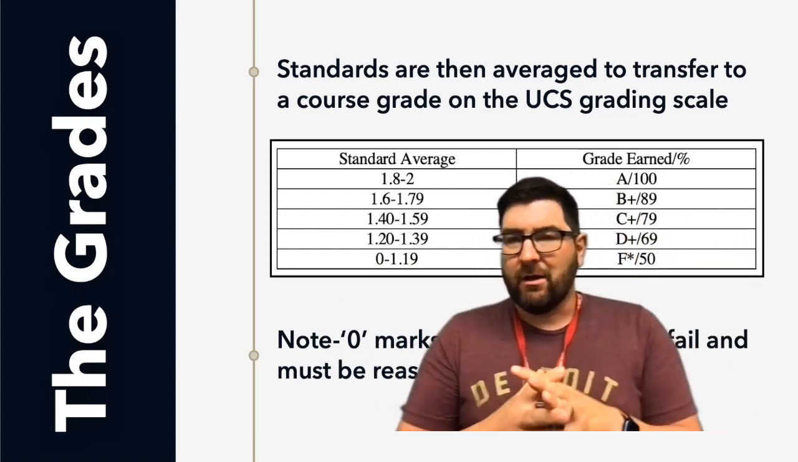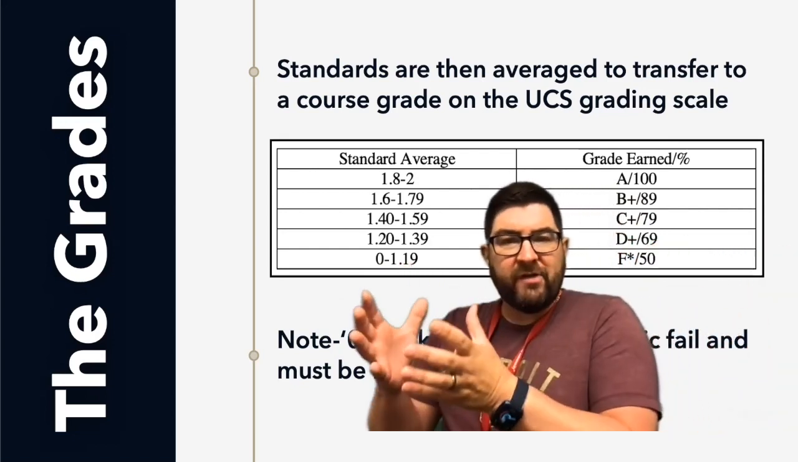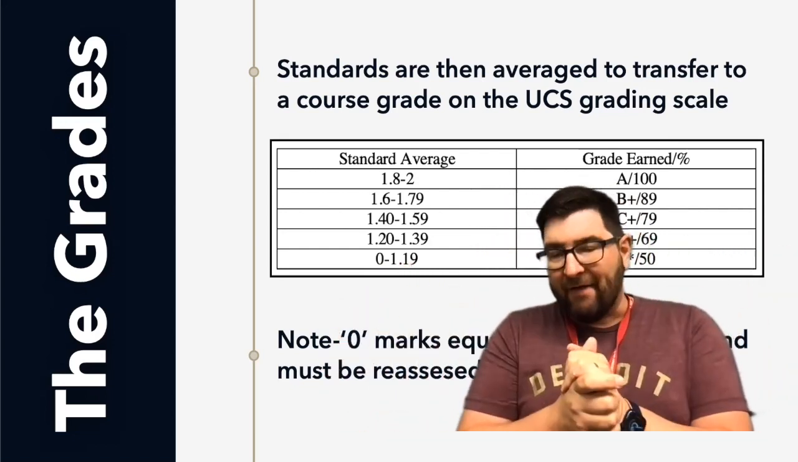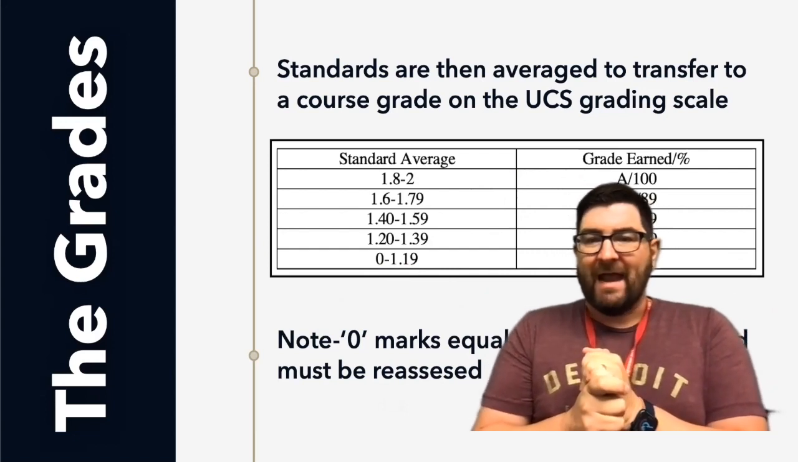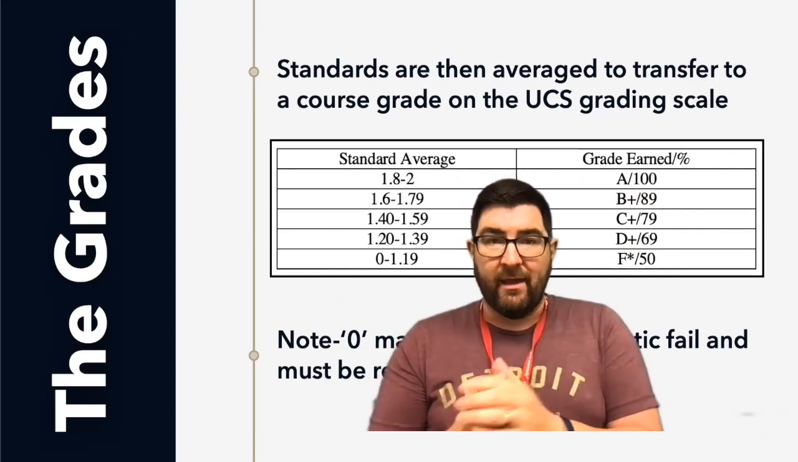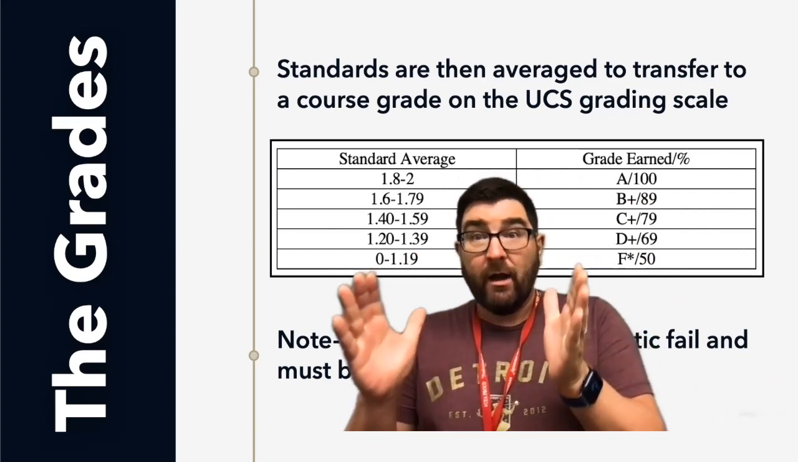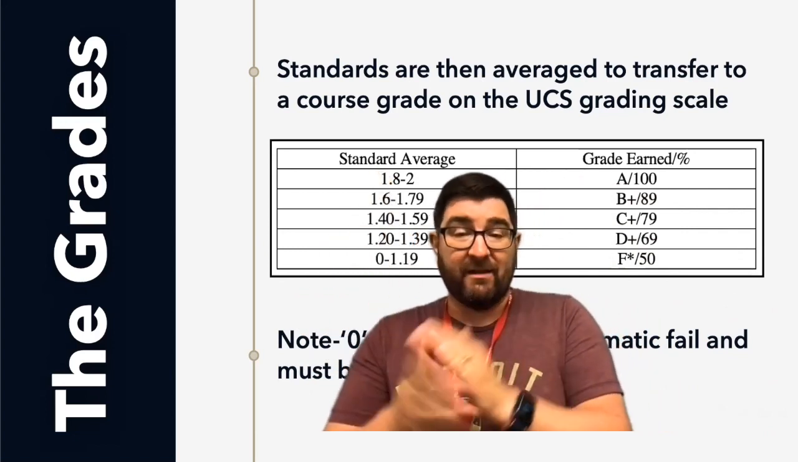Let's say at the end of a quarter, we had 9 different standards. So I'm going to add those up and divide by 9 and get your average standard score. And if that lands you between a 1.8 and a 2, we're going to call that an A, and you're going to see a grade in your grade book of 100 for your overall testing grades.